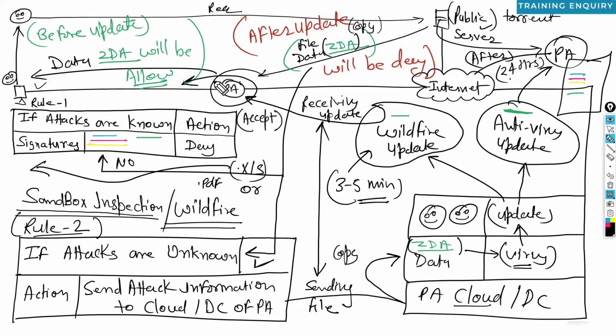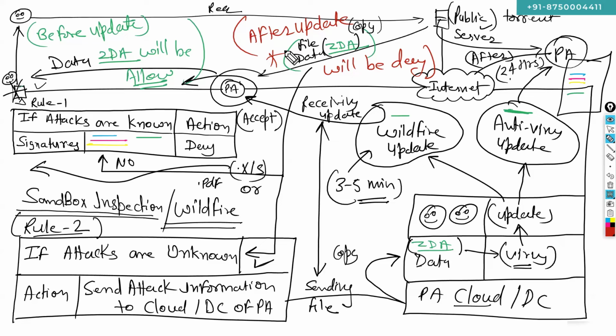But the actual file was downloaded by the client and that was an attack. That has happened, and no one can stop it. But from now onwards, after the update, we can block such kinds of attacks. Clear? Perfect. This is clear, right?